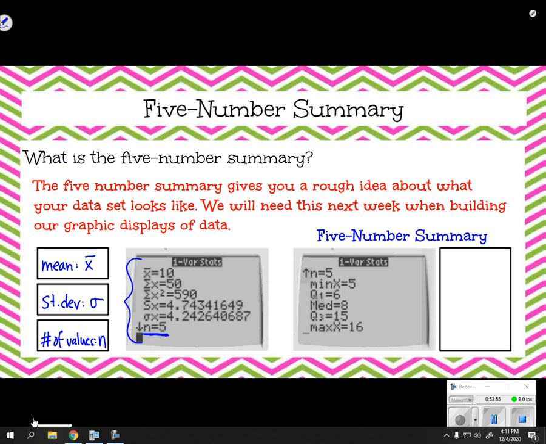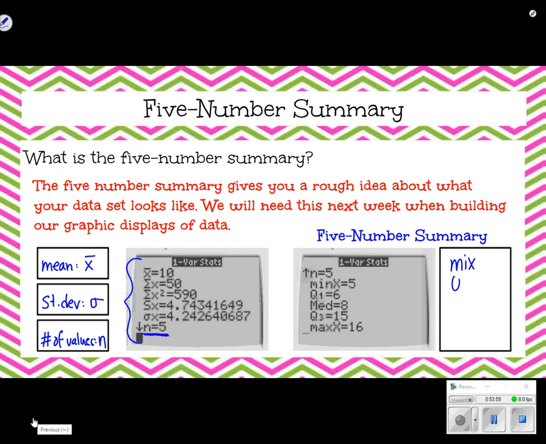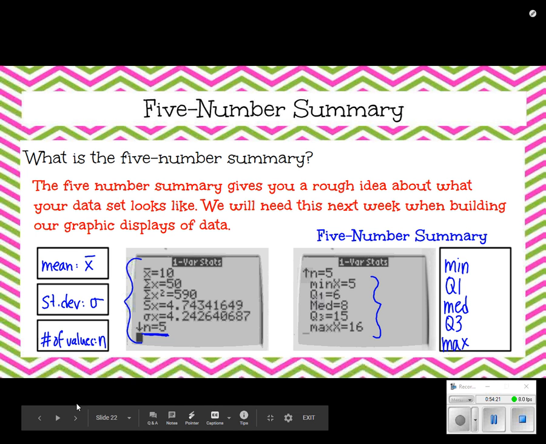But over here, the 5-number summary is your min, your Q1. I can't spell. Your min, Q1, median, Q3, and max. So they're all right here on the lower part of the screen. So if they want the 5-number summary, that is what they're talking about. Min, Q1, median, Q3, and max.